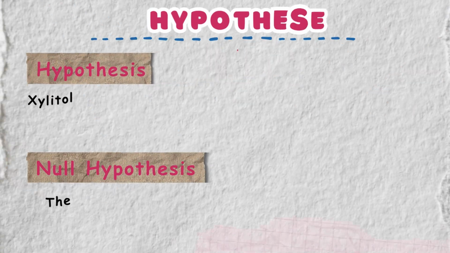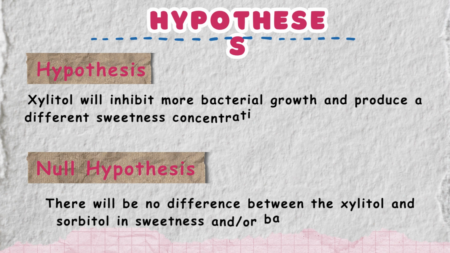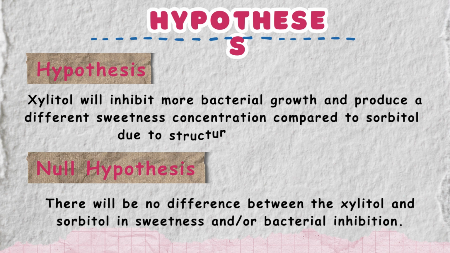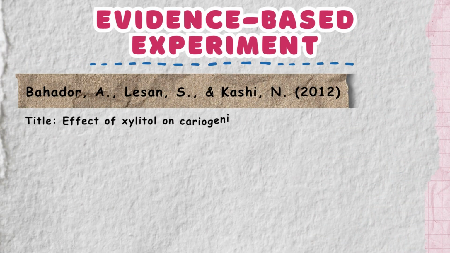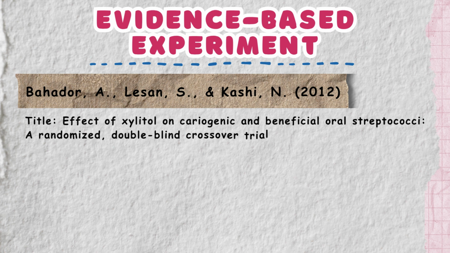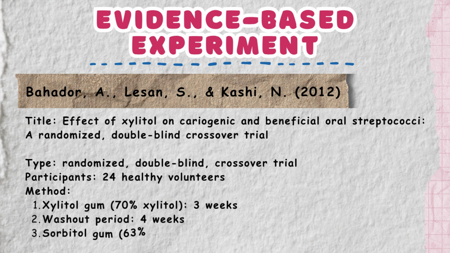And now we have the hypothesis for the experiment. The hypothesis is xylitol will inhibit more bacterial growth and produce a different sweetness concentration compared to sorbitol due to structural differences. And the null hypothesis is there will be no difference between xylitol and sorbitol in sweetness and/or bacterial inhibition. Obviously I can't perform the experiment myself because I don't have the right materials or products. So I found 2 great research articles that examined the differences between xylitol and sorbitol in bacterial inhibition, and also compared xylitol and sorbitol with sucrose to see if the sweetness levels are the same.